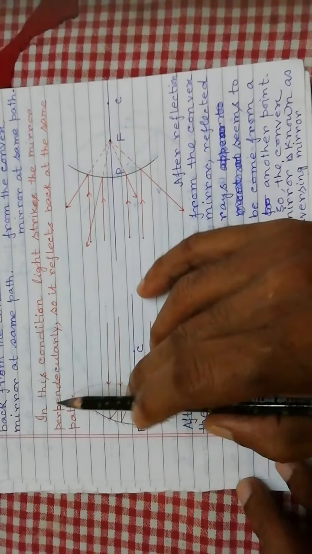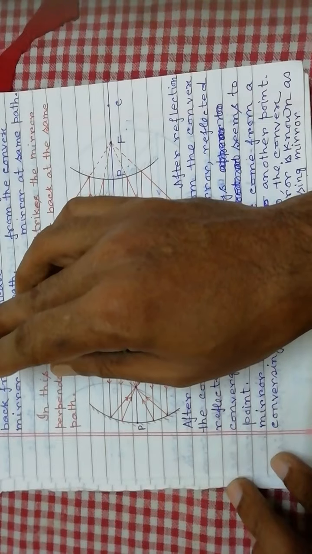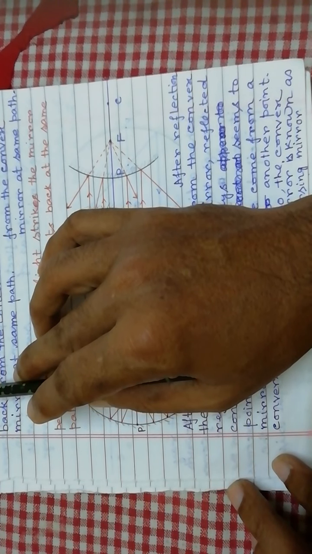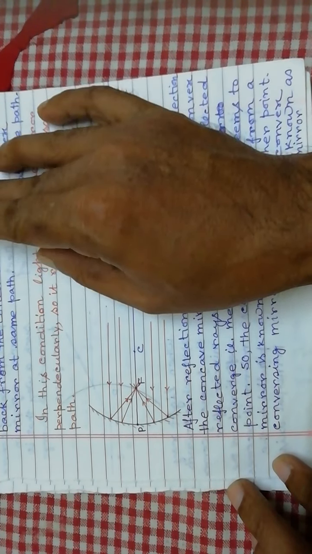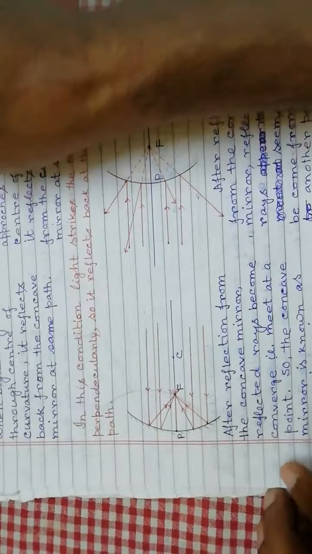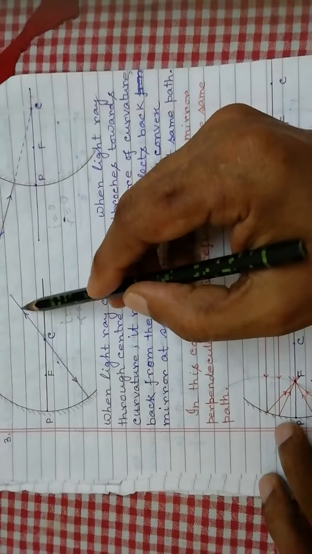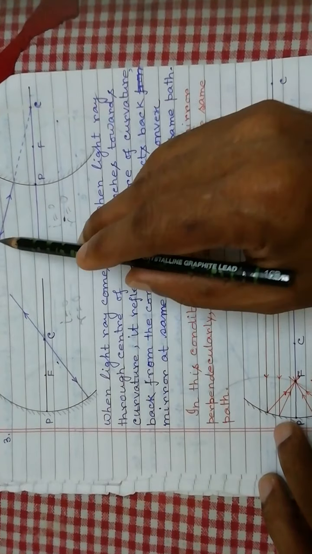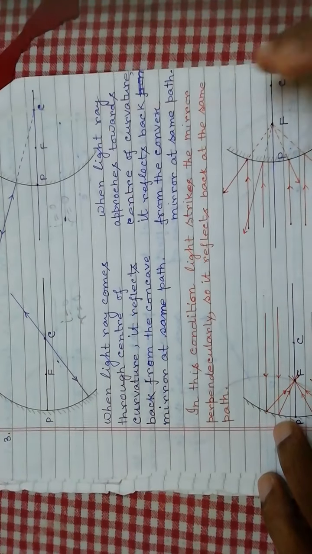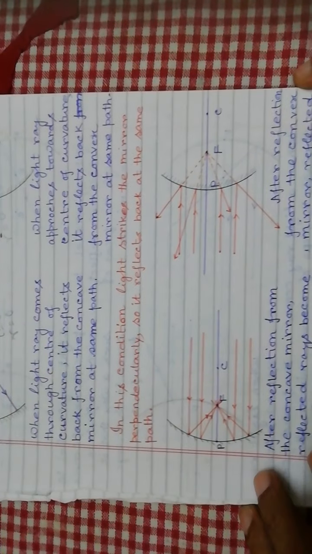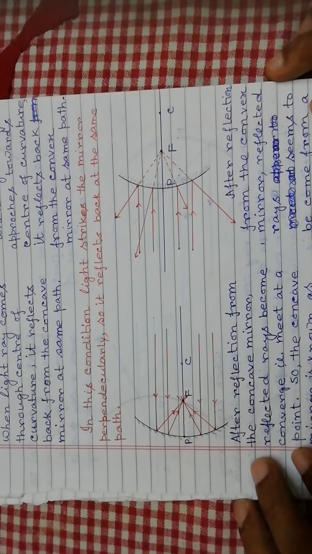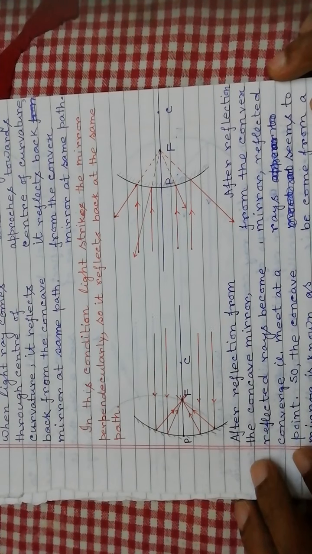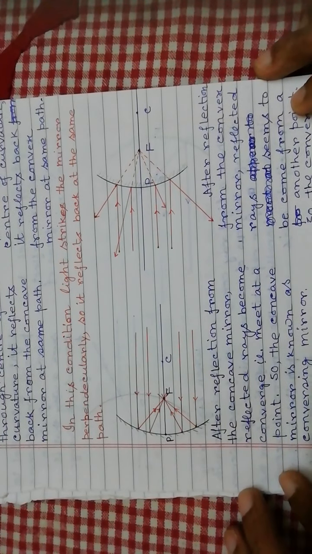Here in this condition, that means if the light ray comes through the center of curvature or approaches towards the center of curvature, in both cases the light ray strikes the mirror perpendicularly and reflects back at the same path.